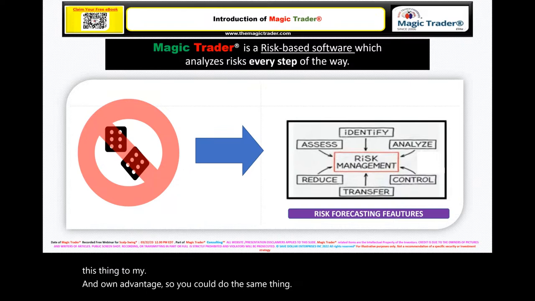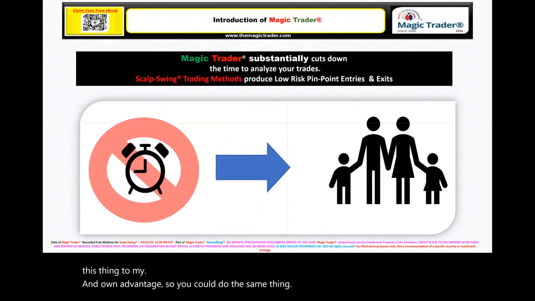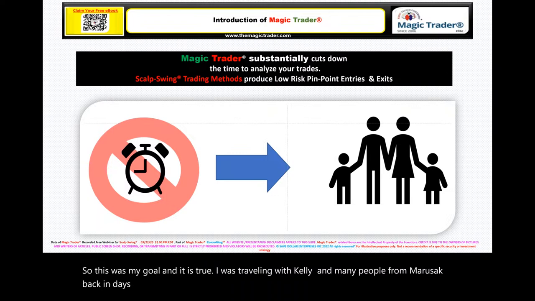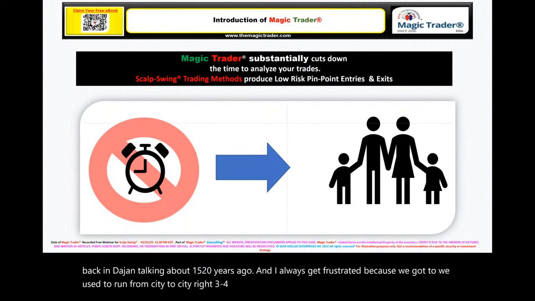So this was my goal, and it is true. I was traveling with Kelly, Jeff, and many people from MetaStock back in the days, 15, 20 years ago. And I always got frustrated because we used to run from city to city, three or four cities a week. It takes a toll on you.